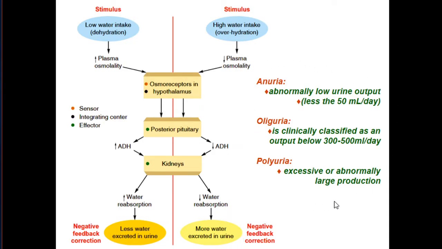And here are a few definitions which you will encounter in your studies. Anuria, that's abnormally low urine output, less than 50 ml per day. Oliguria, that's when output is below 300 to 500 ml per day. And polyuria, I guess you do remember this symptom from diabetes, that's excessive or abnormally large production of urine.